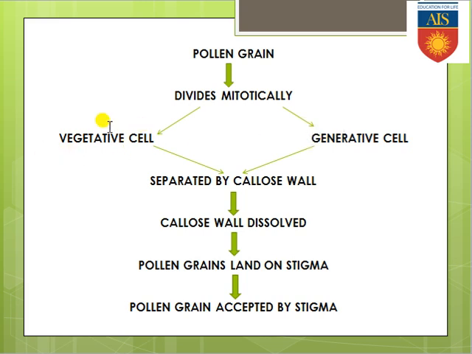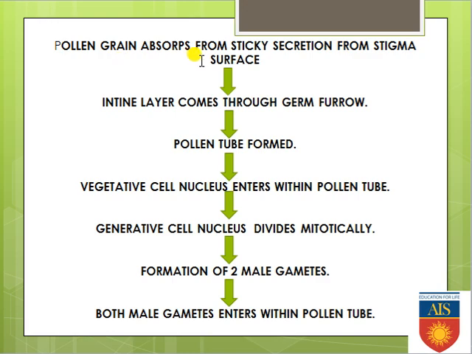Now these two cells, vegetative and generative cells, are separated from each other by the help of the callose wall. We have already studied that. But when the developmental process starts, first of all this callose wall gets dissolved, because if the callose wall does not get dissolved, the procedure cannot move forward. So for that reason the callose wall is dissolved. Next, the pollen grain in that condition, containing vegetative and generative cell with dissolved callose wall, lands on the surface of stigma. If the pollen grain is accepted by the stigma, then the pollen grain absorbs the sticky secretion from the surface of the stigma.